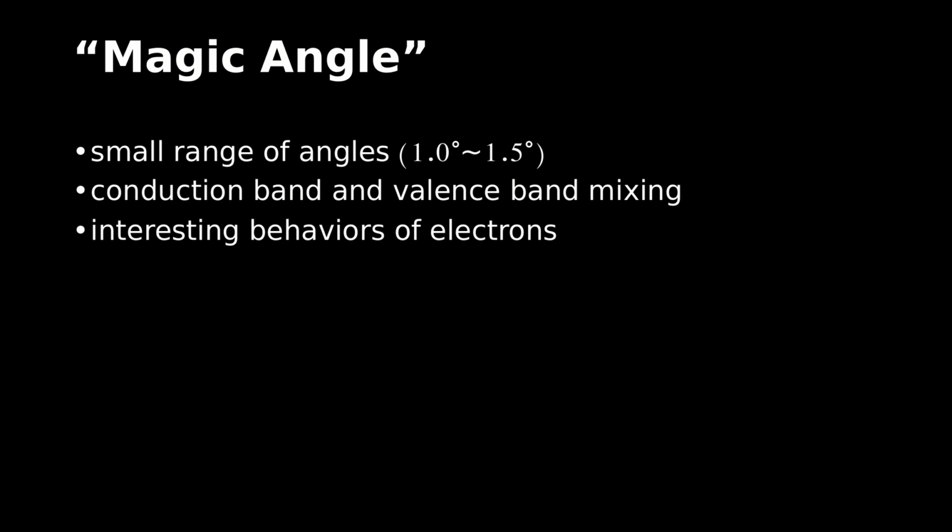And then we enter into the topic of magic angle, which refers to the small range of angles between 1.0 degrees to 1.5 degrees of the twisting angle of the bilayer graphene. The properties of that are that the conduction and valence bands are mixing together, and this material has interesting behaviors of electrons.